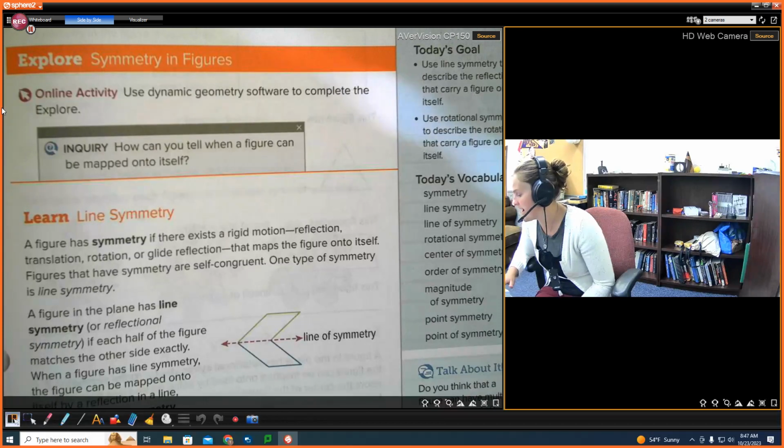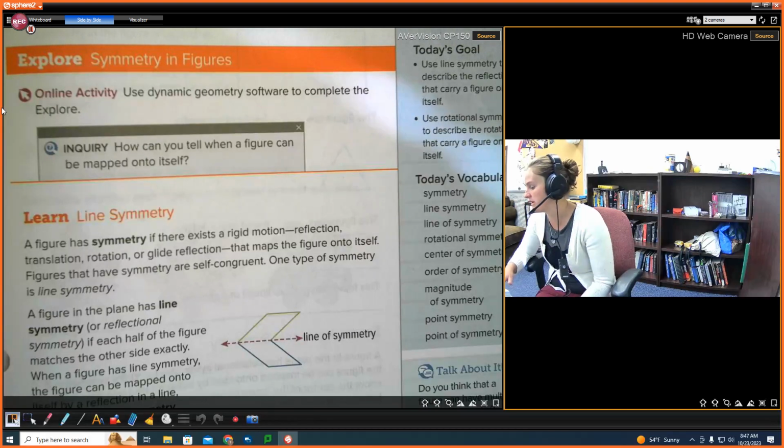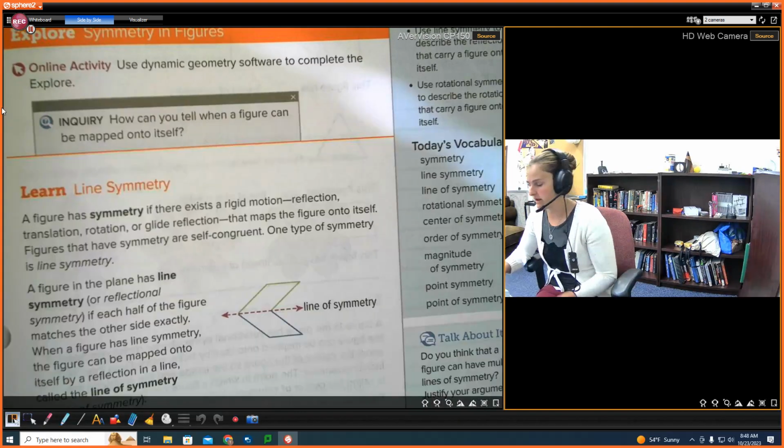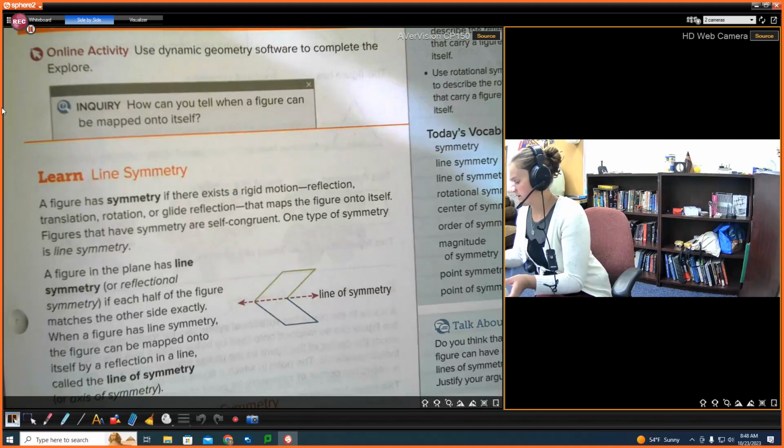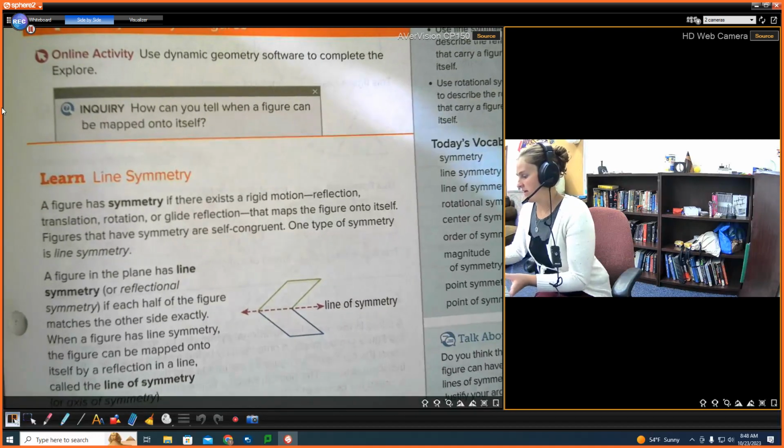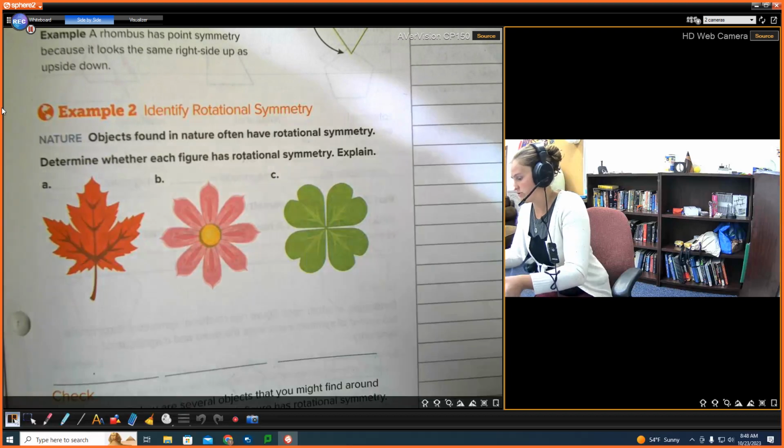It says each half of the figure matches the other side exactly. When the figure has line symmetry, the figure can be mapped onto itself by a reflection in a line called the line of symmetry or axis of symmetry. And then the other type of symmetry is rotational symmetry or point symmetry.